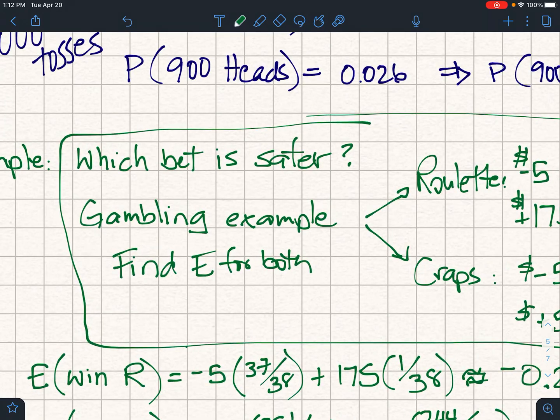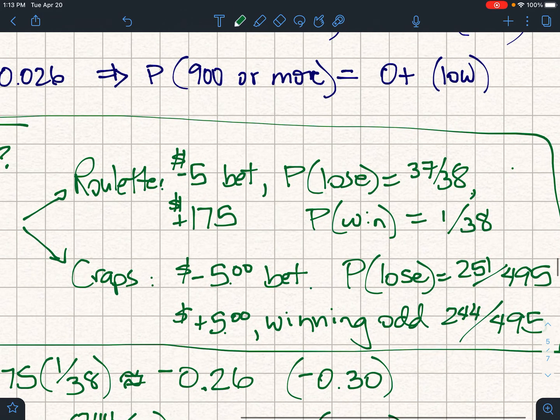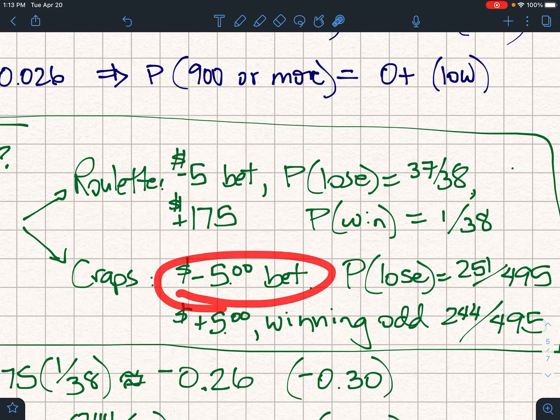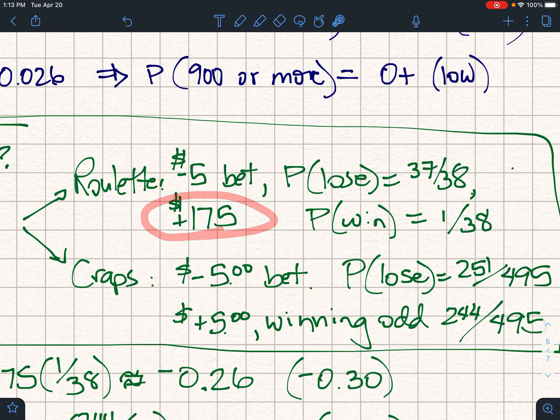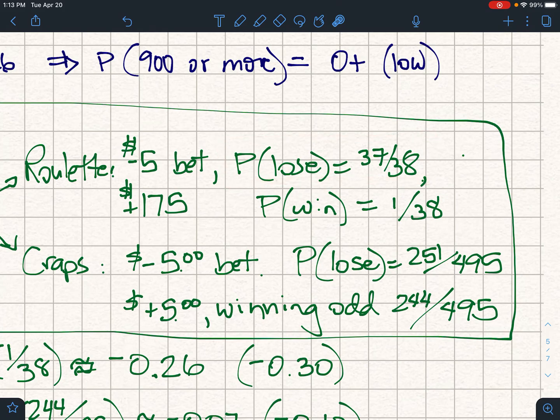All right, so we look at which bet is safer, the roulette wheel or craps. And the roulette wheel has a $5 bet. Craps also has a $5 bet. The payoff of roulette is $175, which is kind of glamorous, right? Who doesn't want to win $175? Whereas craps, you only win $5, more than what you bet, okay? So you actually win 10, but you bet 5, so overall you win 5. And likewise here, you win 180, but because you bet 5, you only win 175. So here's our probability of losing, 37 out of 38, pretty good chance, yeah? Probability of winning, not very much.